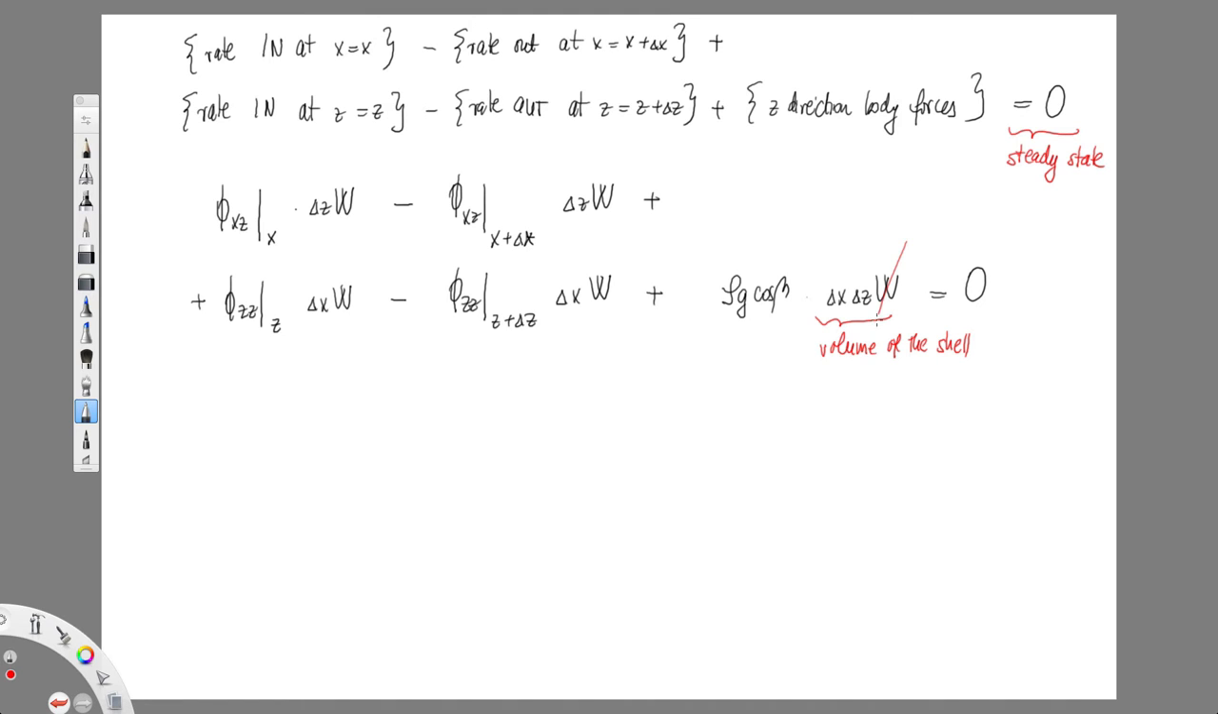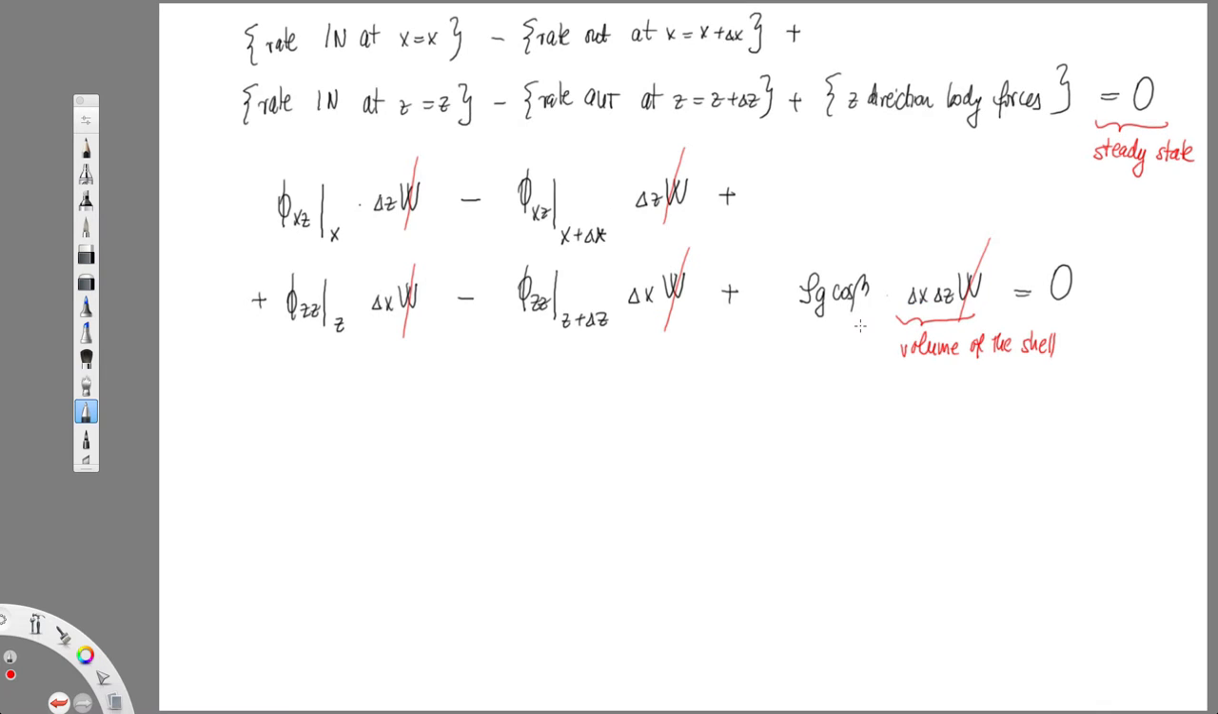Okay. So this is where I can cancel W's. I kind of put W in just to have the units right. And I can also divide by delta x, delta z. So I'm going to note that like this, divide everything by delta x, delta z. I use this type of notation a lot.